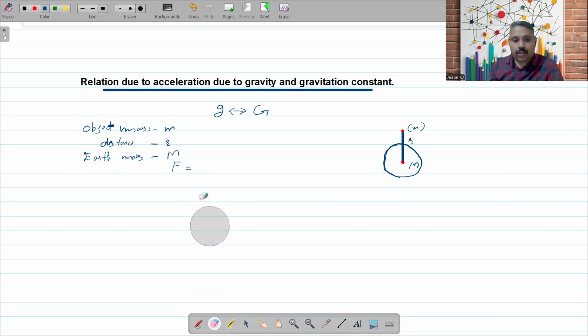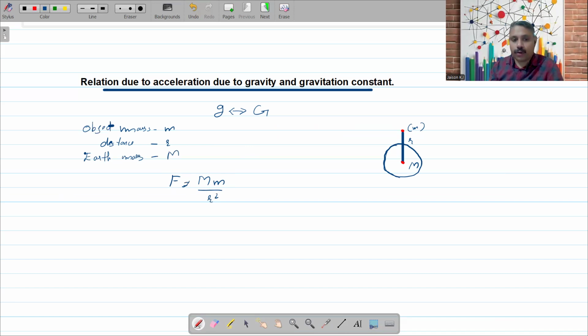So in that case, the force between the two objects. Here one object is earth and the other object is our body. So F is equal to G M m divided by r square.